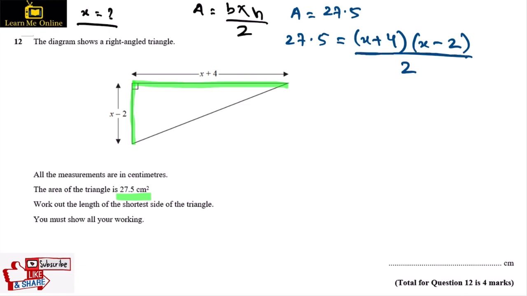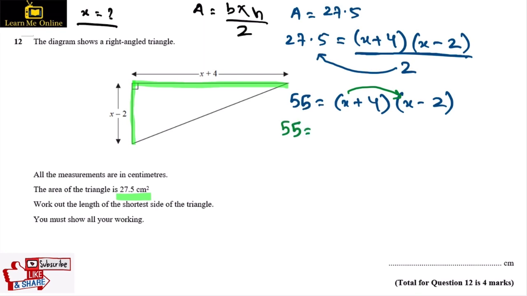So simply what I'm going to do is get rid of the fraction first. So this is the line of the divide. When it goes to the other side, it would multiply. So we'll be having the double of 27.5. The double of 27.5 would be 55, and the two brackets we are having are x plus 4 and x minus 2. We're going to expand the double brackets now. So you multiply them out.